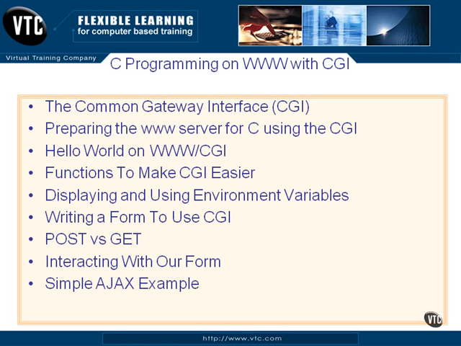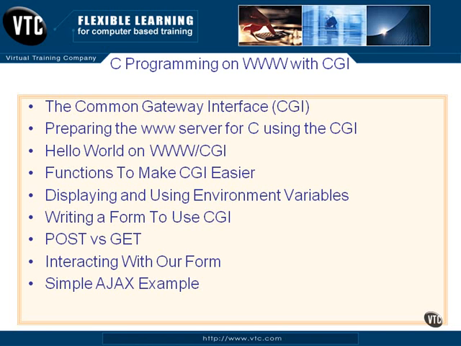We're going to take a look at how to do Hello World using CGI and make Hello World come up on the browser, a couple of different methods. We'll write a few functions now that we know how to do that, which will make CGI easier, and then we can make ourselves a little library that we can use for all of our different functionality that we're going to need to interact with the internet. We will take a look at displaying and using environment variables, because that's one of the major sources of communication with the CGI, with the gateway.